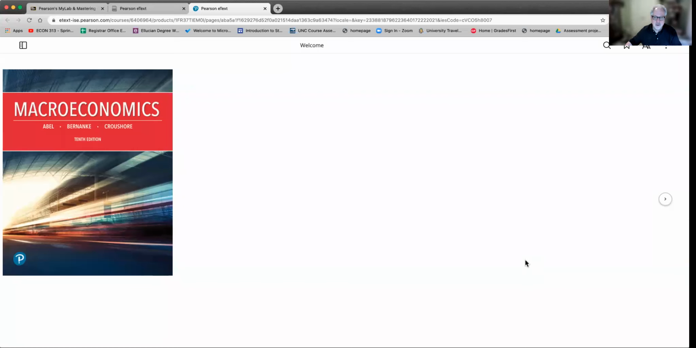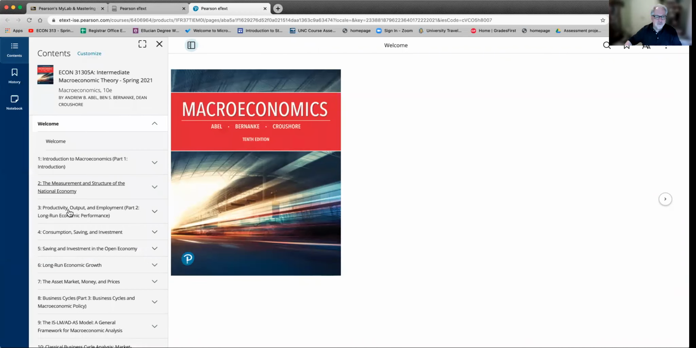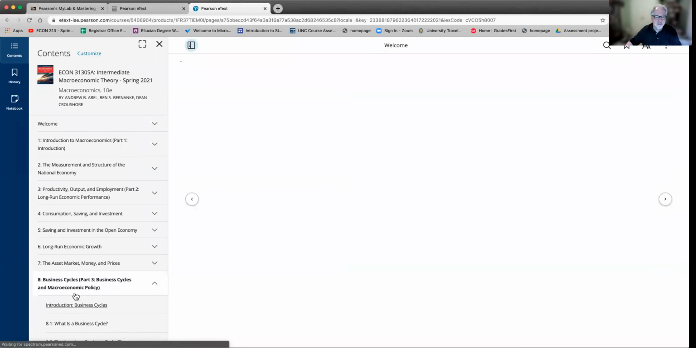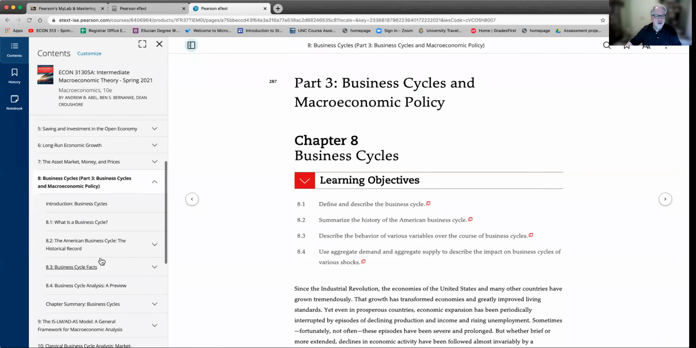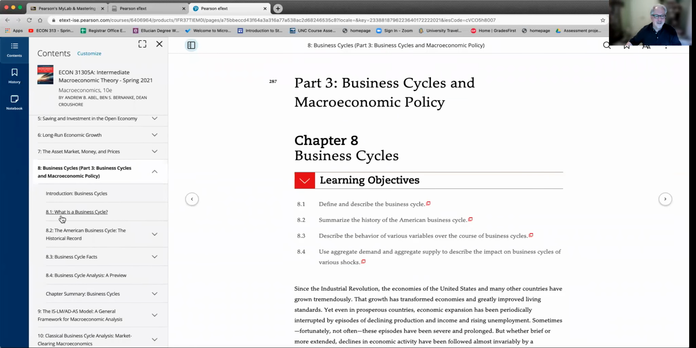So let's go to the book and take a look at how what's covered in this chapter introduces this particular topic. So let's go to the table of contents in Chapter 8. You'll see that Chapter 8 is made up of 4 different sections. There's an introduction overall to business cycles, as there's an introduction in each chapter. And then we'll talk about, well, what do we mean by a business cycle?